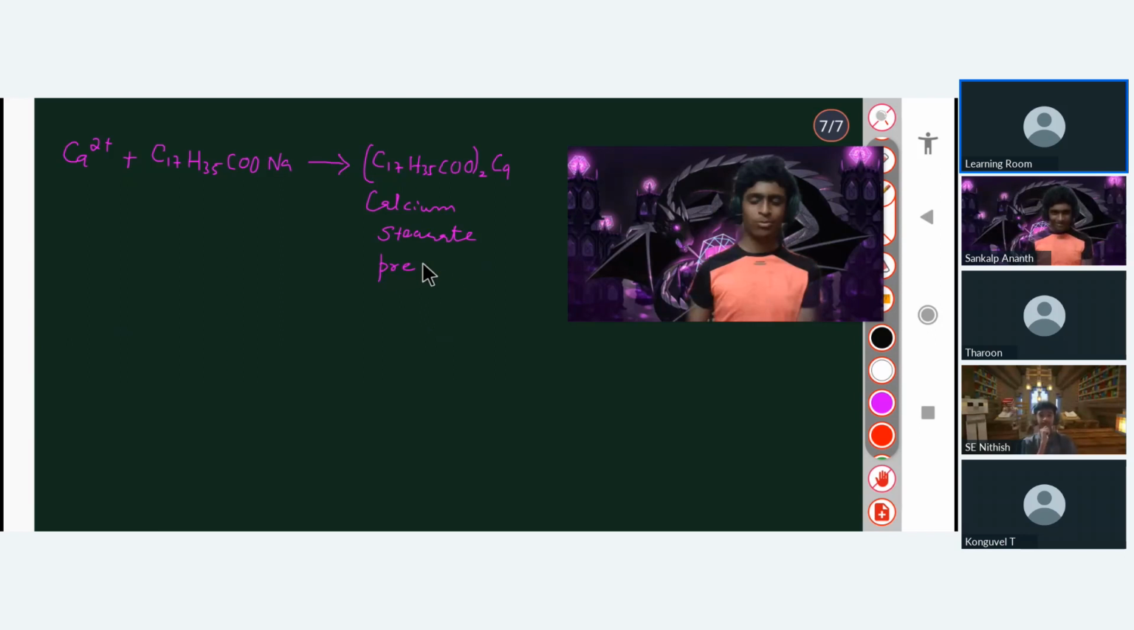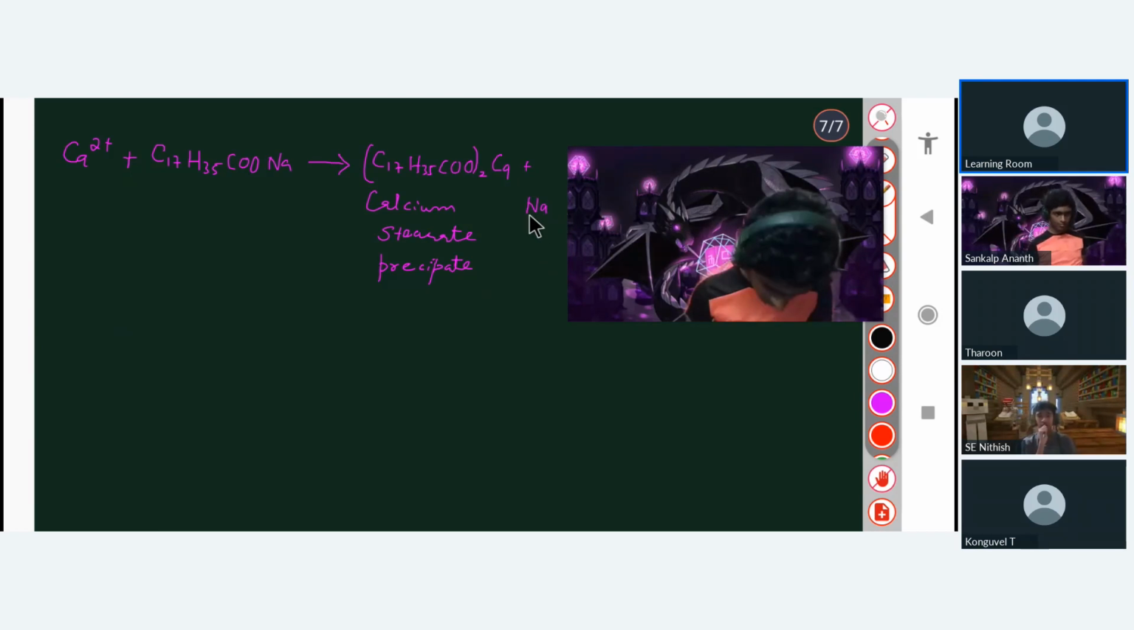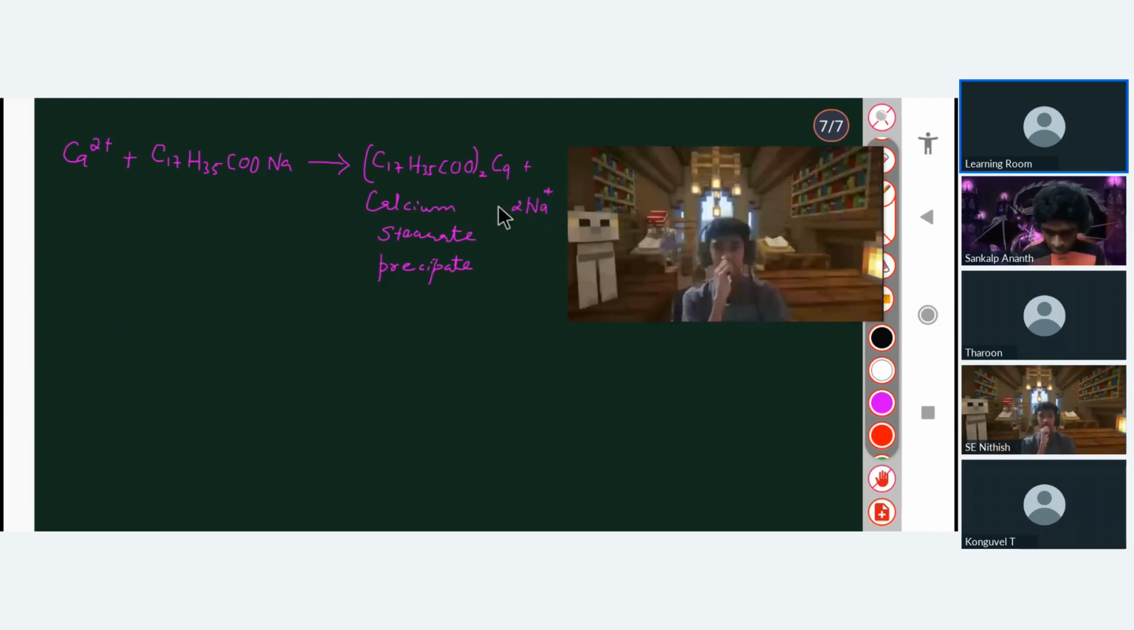Do you know what a precipitate is? Yes, sir. It is the solid product which is insoluble in solution, an insoluble salt. Exactly. And you will also get the sodium ion. Due to this precipitate formation, soap doesn't form froth. So that's why soap doesn't work in hot water, because hot water contains calcium.